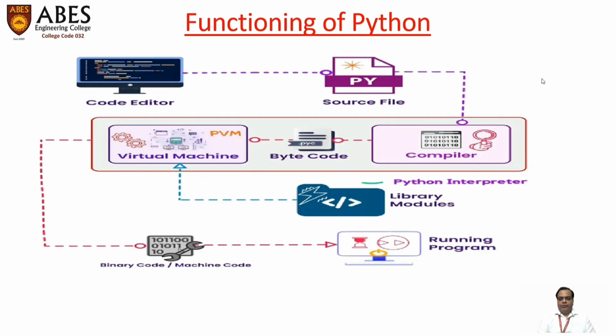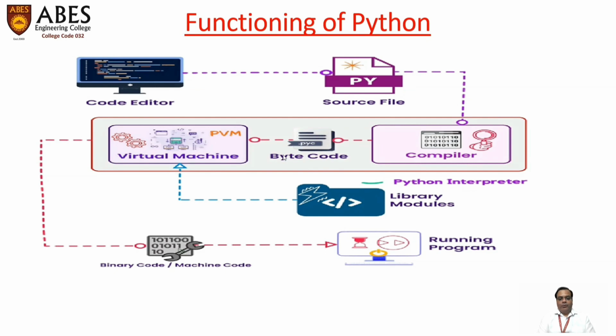In this slide, I am going to tell you about the functioning of Python. We write our Python code with the help of a code editor, and we save our Python code with the .py extension, and this makes our Python code a source file. And when we have made our source file, we have to interpret it by the Python interpreter, where the PVM, Python virtual machine, interprets this source file and generates bytecode. The extension of bytecode is .pyc.